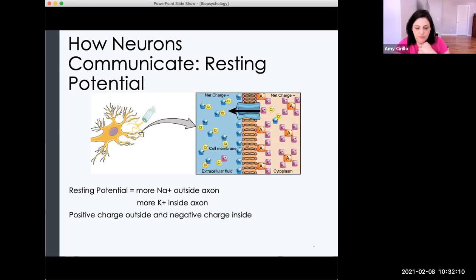But something happens first. At first, it hyperpolarizes. And what does that mean? What does it mean when the cell hyperpolarizes at first?